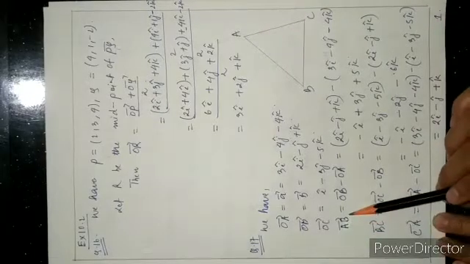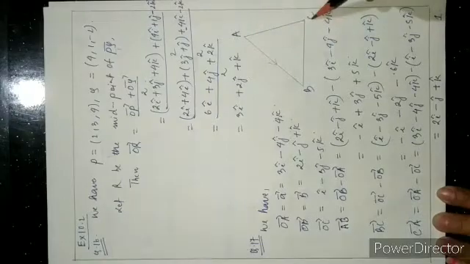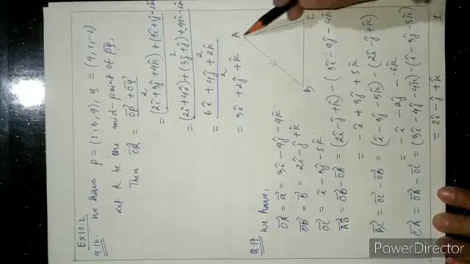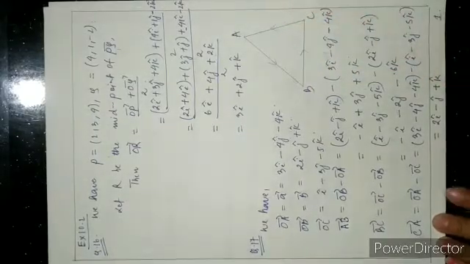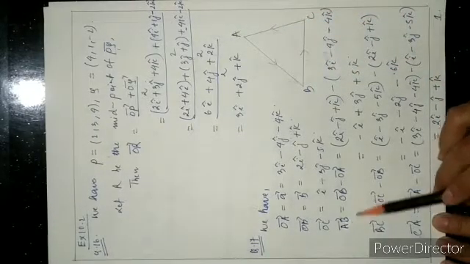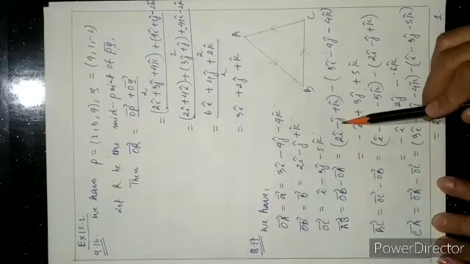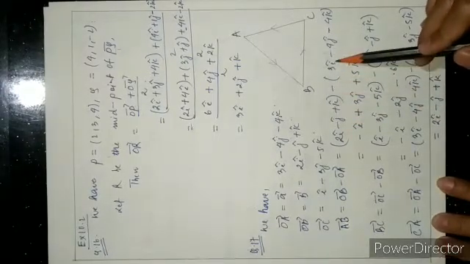First find AB vector. Draw a triangle ABC and these vertices are represented by point A, point B and the point C. Then find this side AB, then find BC and find CA vector. Now AB vector is equal to position vector of B minus position vector of A. Write position vector of B and the position vector of A. Then find the difference of these two vectors.